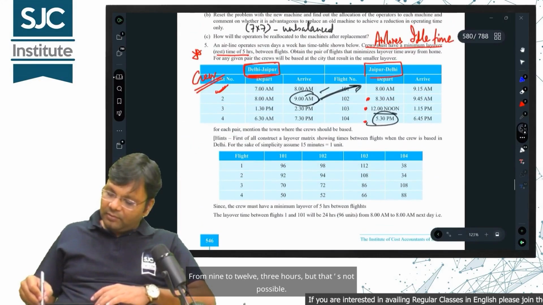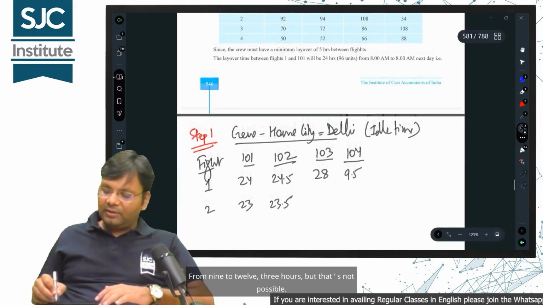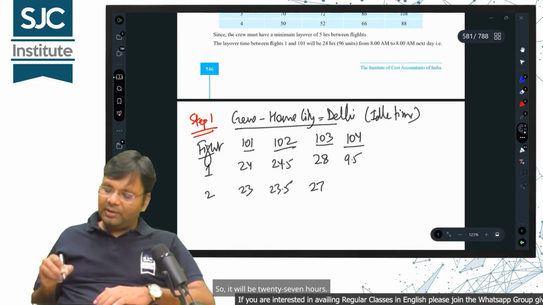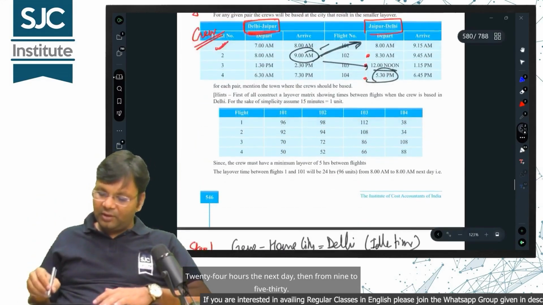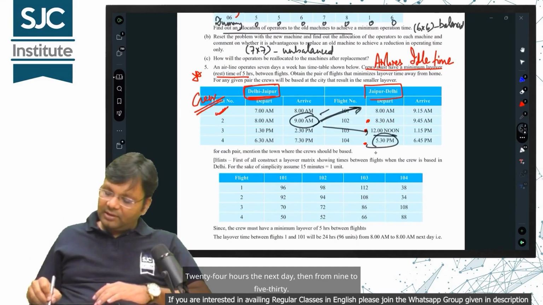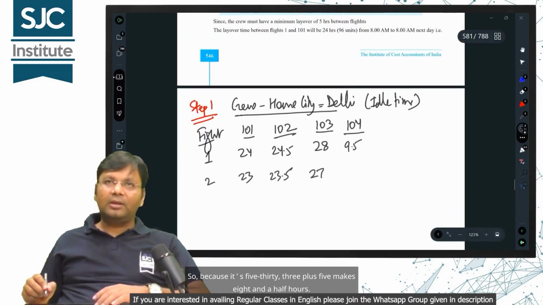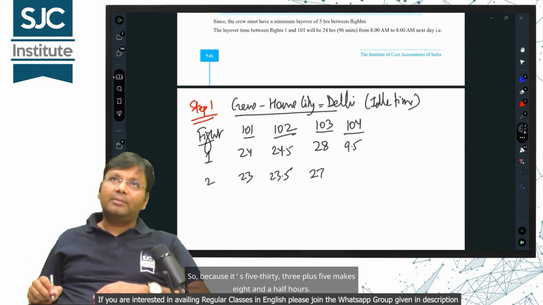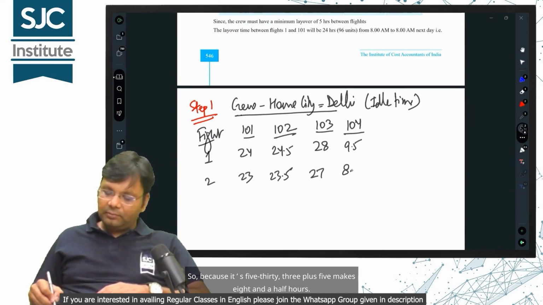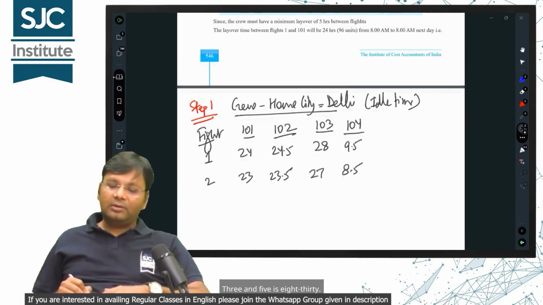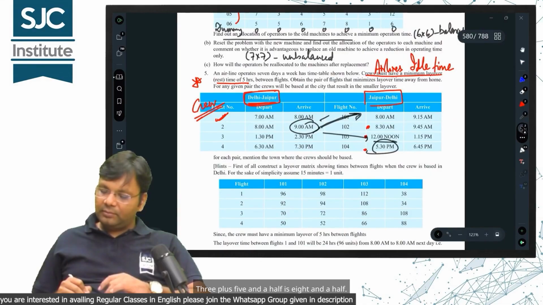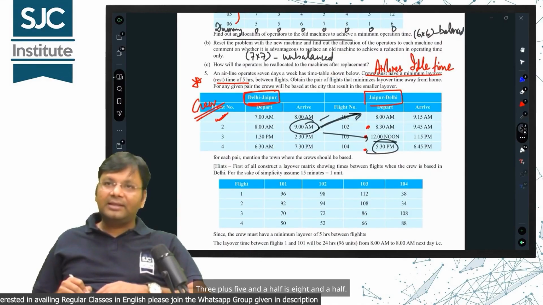From 9 to 12, 3 hours, but that's not possible. So, it will be 27 hours. 24 hours the next day, then from 9 to 5:30. So, because it's 5:30, 3 plus 5 makes 8 and a half hours. 3 and 5 is 8:30. 3 plus 5.5 is 8.5.